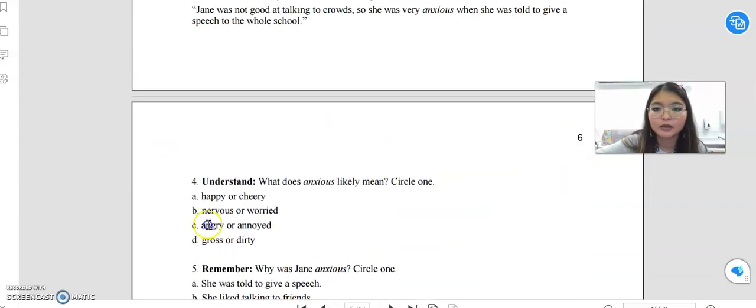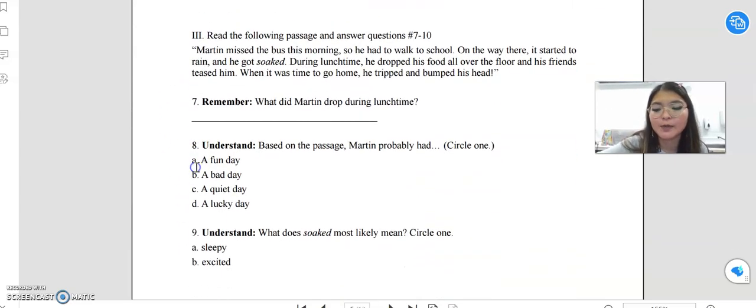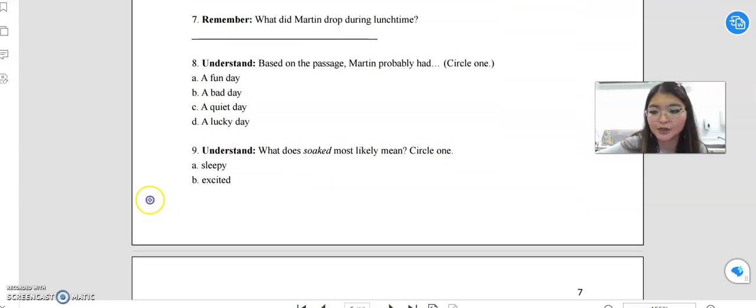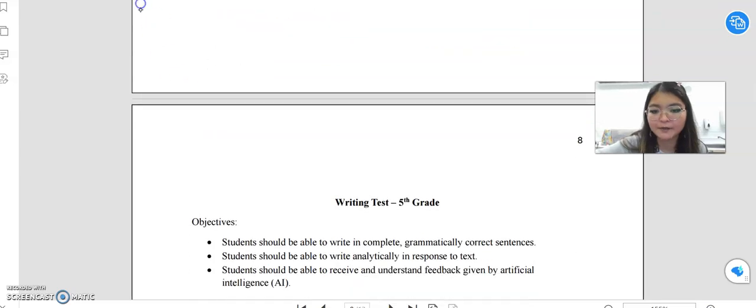And there are questions about Jane being anxious, and then the last part is about Martin's bad day, and so they have to answer questions pertaining to Martin. And again, there is our answer key.